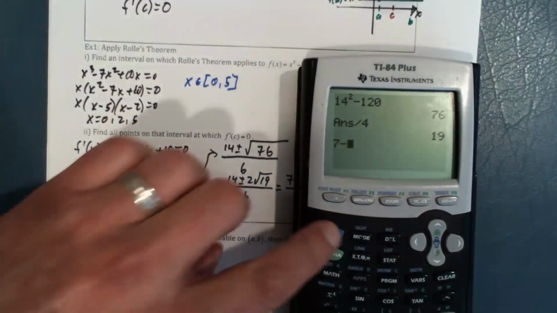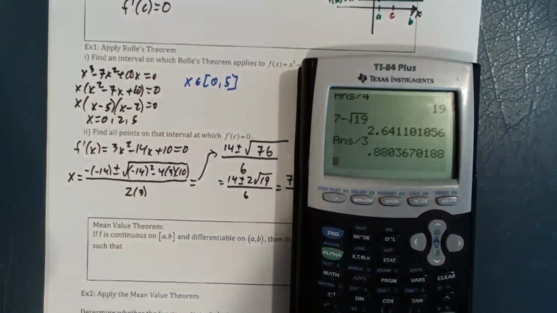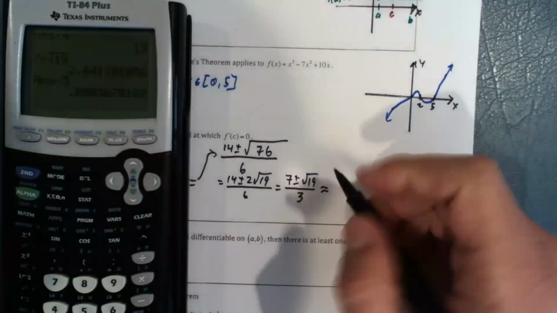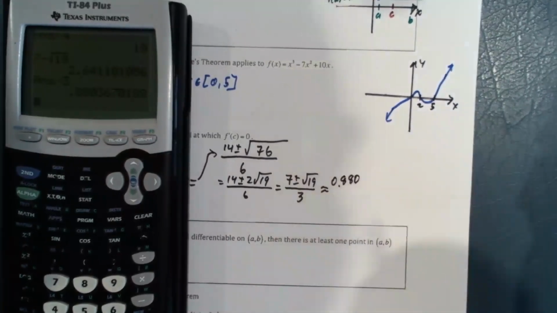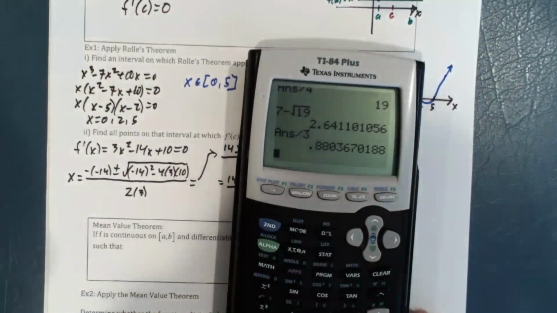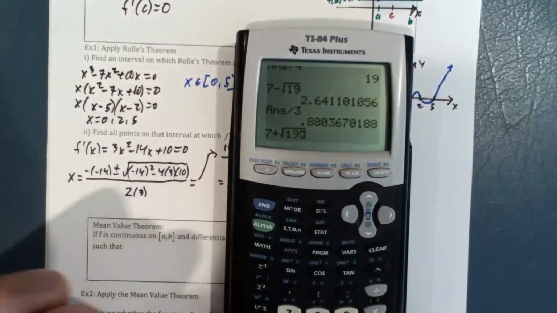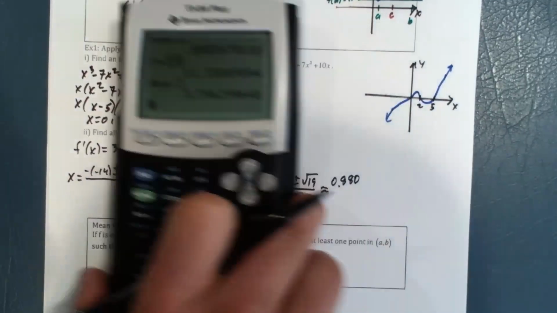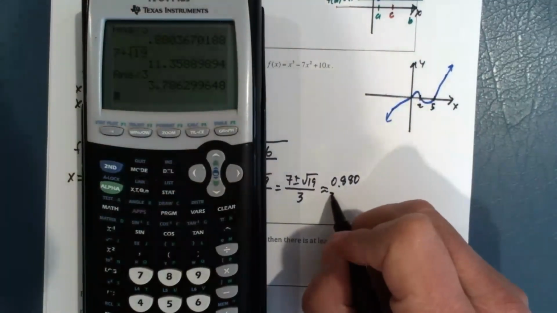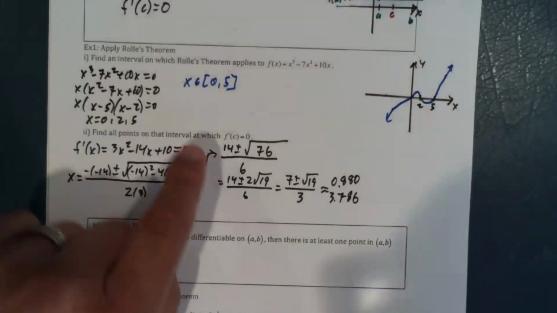7 minus root 19 divided by 3. That's getting me 0.880. And then 7 plus root 19 divided by 3, 3.786. And you can see both of those numbers are between 0 and 5.